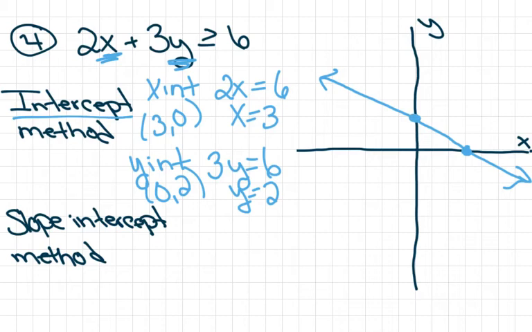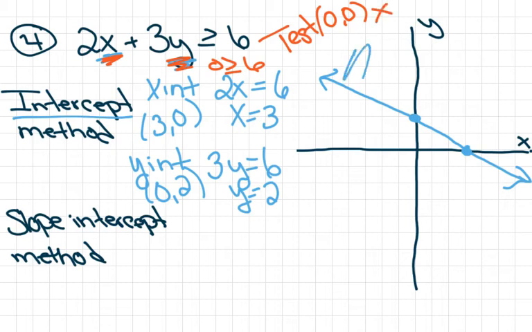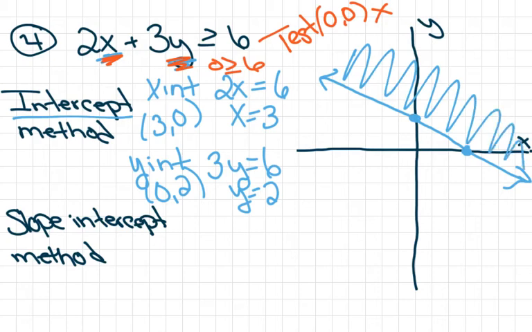And it reads greater than, but really what we want to do is test the point 0, 0 to make sure. Since it reads greater than, we're thinking we need to shade above. So if I test the point 0, 0, it should not work. If I put in a 0 for x and a 0 for y, we'd have 0 plus 0. 0 is not greater than 6, so this is not a solution. So we were correct. We should be shading right above the line.